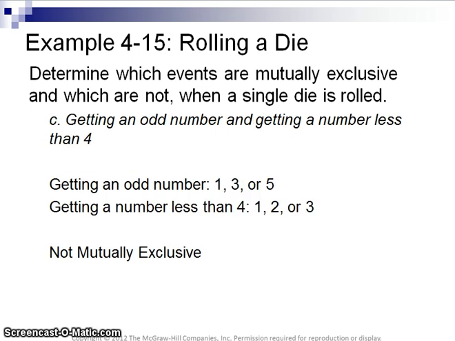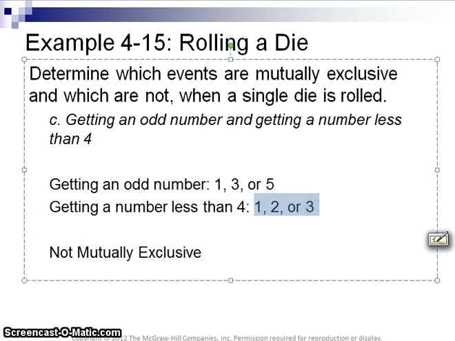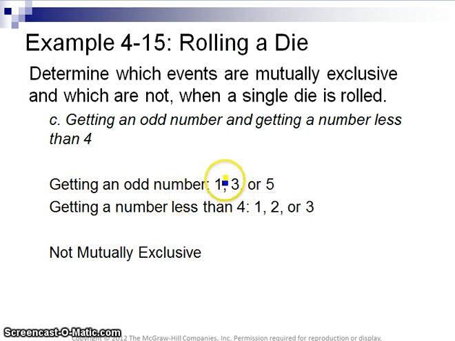Determine which events are mutually exclusive when a single die is rolled, and we're looking at getting an odd number and getting a number less than 4. One event, getting an odd number, is still 1, 3, or 5. Getting a number less than 4 is 1, 2, or 3. So we've got a common outcome of 3 in those two, and also a common outcome of 1. Since we have common outcomes for those two events, they are not mutually exclusive.